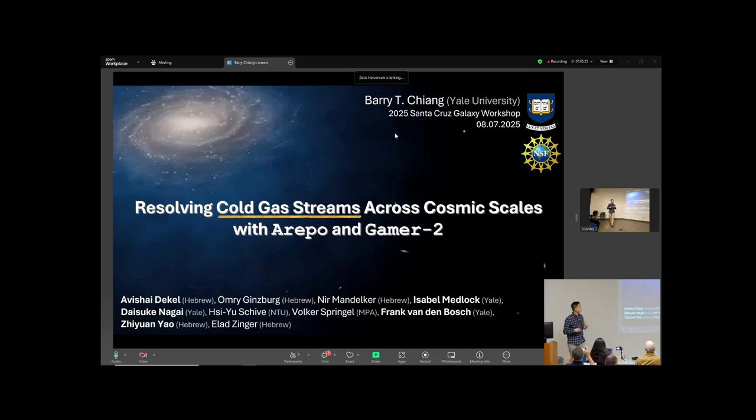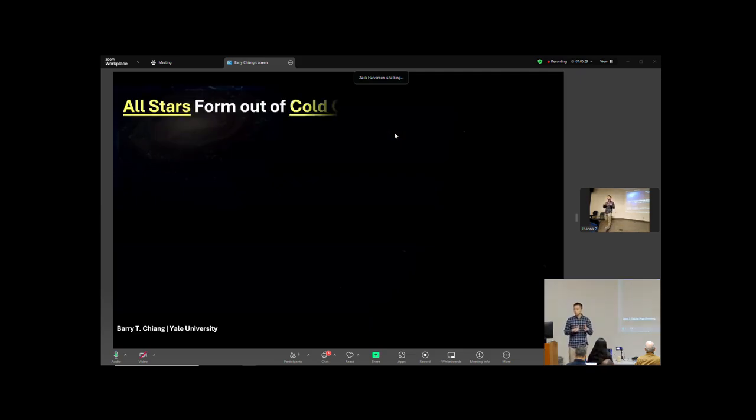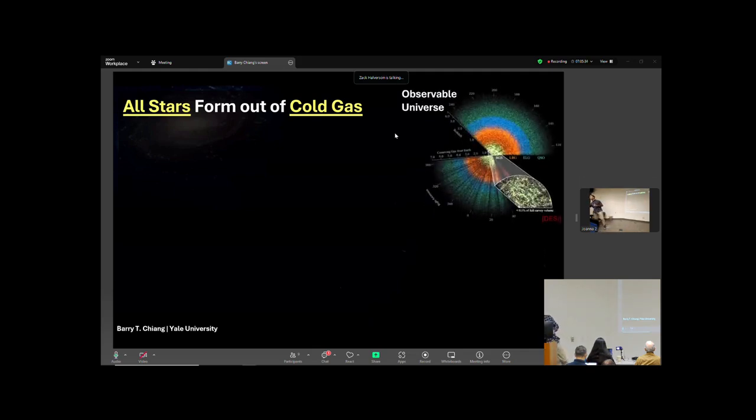To motivate a bit more, I would like to start with a statement that I hope everyone here would agree with: that all stars form out of cold gas. So to make the observable universe, here's the data from DESI. The bare-bones pipeline will look something similar to this.